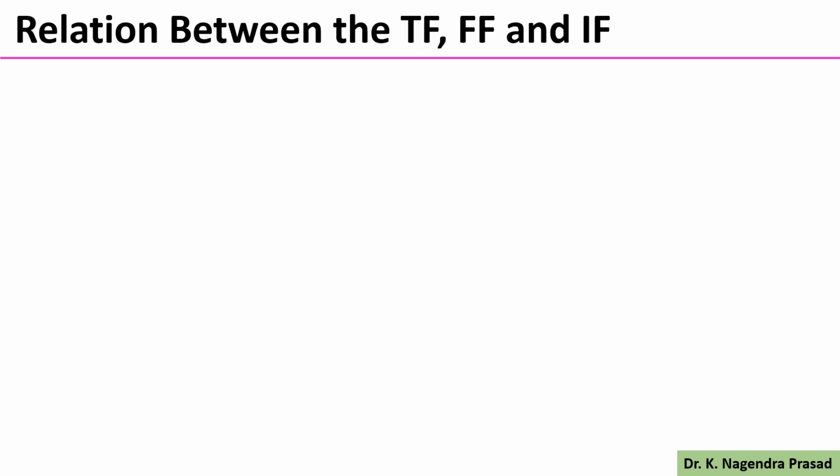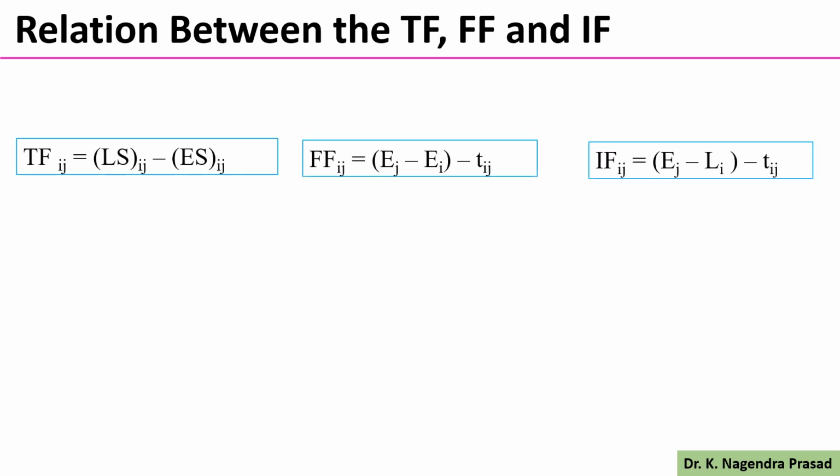Next we have to see the relationship between the total float, free float and independent float. We know the mathematical formulas for the total float TF, free float FF and independent float IF. There is a relation: the independent float IF is always less than or equal to the free float, and the free float is always less than or equal to the total float. This relation is very important from the competitive exam point of view.